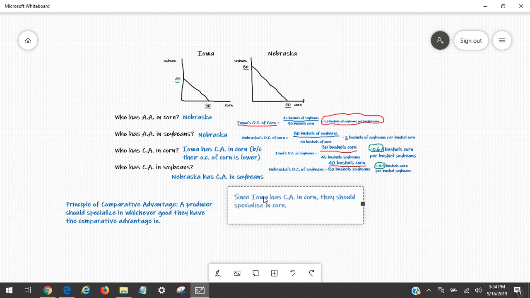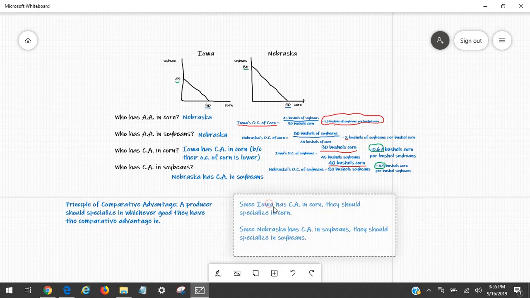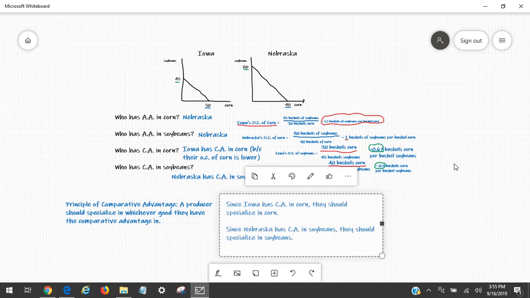So you might see me ask, in addition to asking who has the comparative advantage, who will specialize in corn, or who should specialize in corn, who should specialize in soybeans, that kind of thing. So since Nebraska has the comparative advantage in soybeans, they should specialize in soybeans. All right, so once you know the opportunity costs of each economy, then you can determine who has the comparative advantage. And once you know the comparative advantage, you know what they should specialize in.